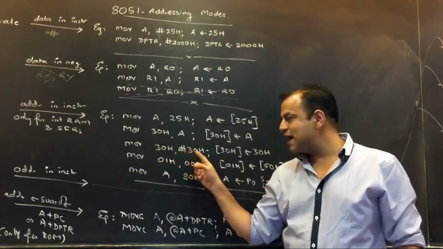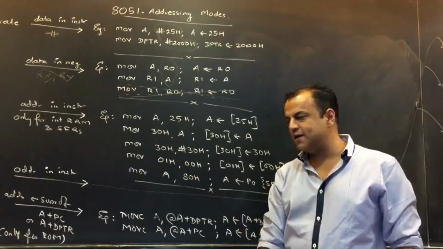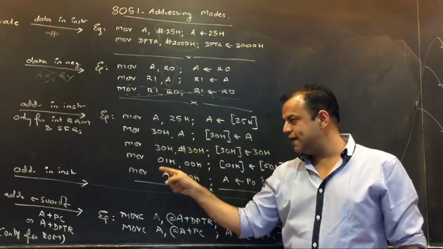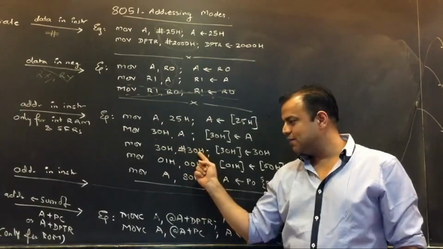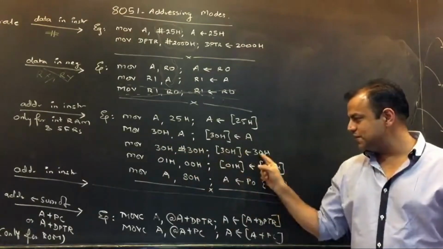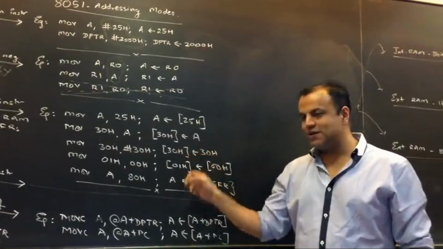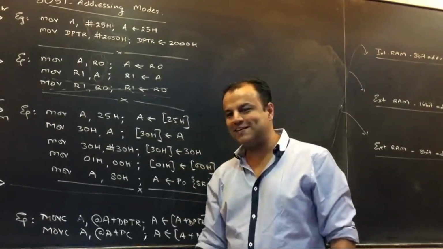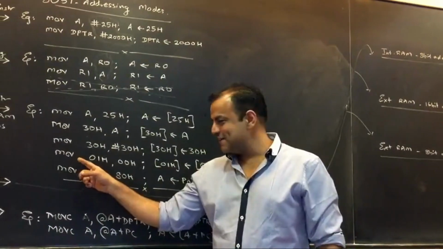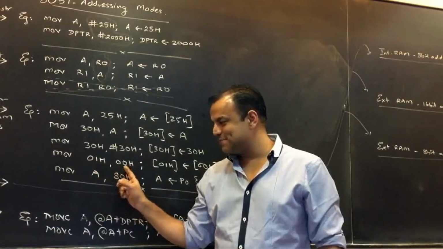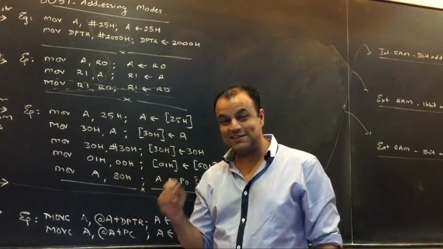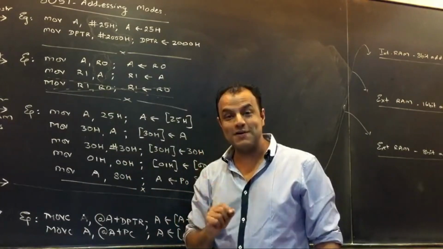MOV 30H, #30H. Perfectly valid instruction. You're saying move into location 30 the value 30. This is location 30, this is value 30. Location 30 will get the value 30. Please tell me, did you understand this? Now keep looking. MOV 01H, 00H. Many people think this is a wrong instruction. This is a perfectly valid instruction.